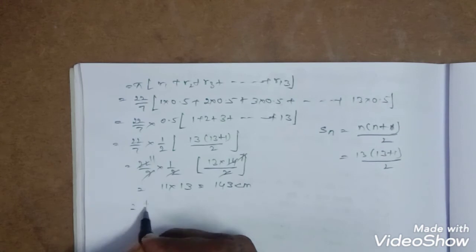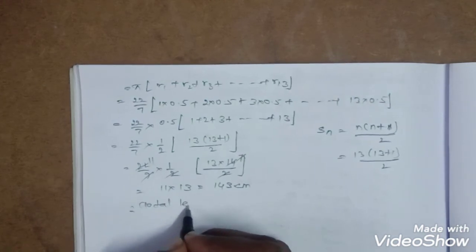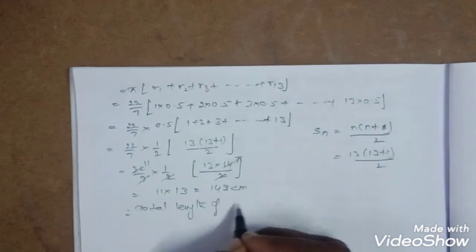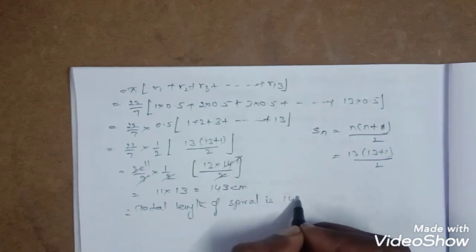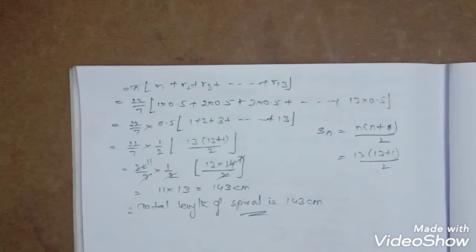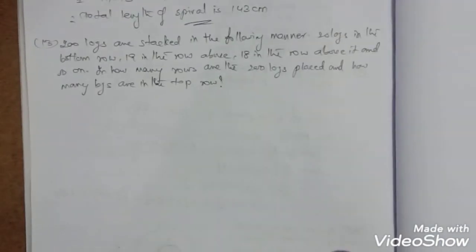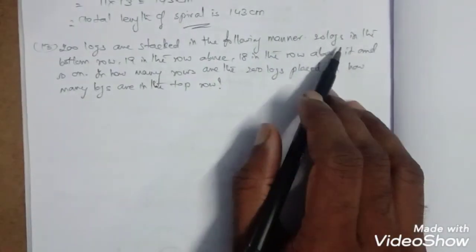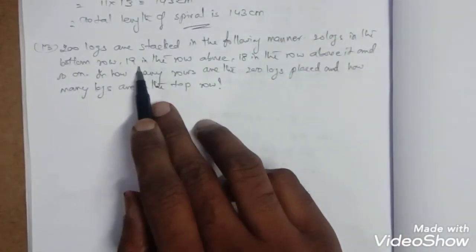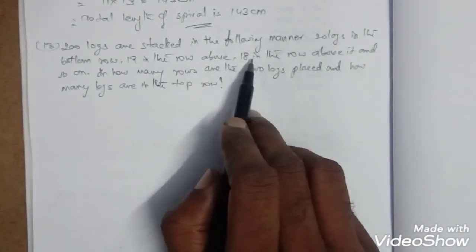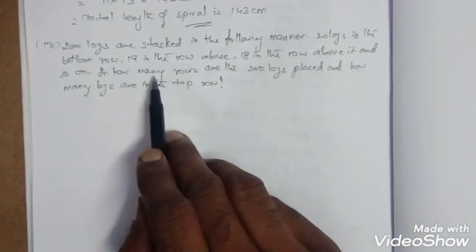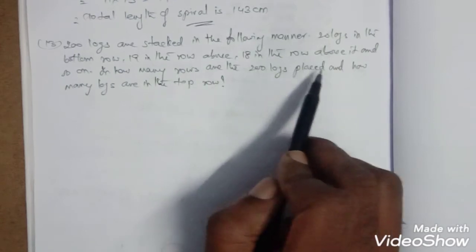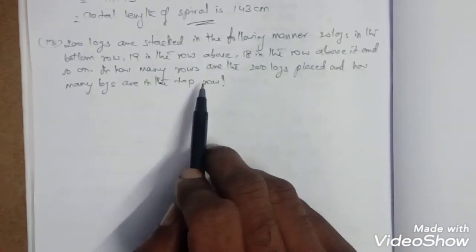So therefore the total length of the spiral is 143 centimeters. Okay, coming to the last question, that is: 200 logs are stacked in the following manner: 20 logs in the bottom row, 19 in the row above it, and 18 in the row above it, and so on. In how many rows are the 200 logs placed, and how many logs are in the top row?